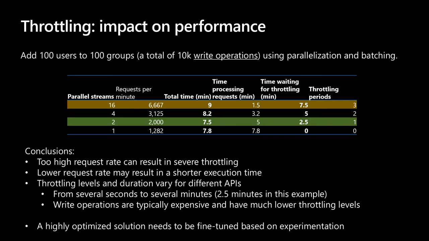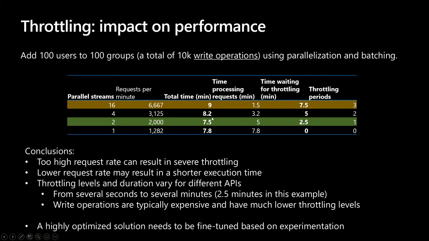So I was very happy that I managed to do that, and all my requests completed in 1.5 minutes. However, the total execution time was 9 minutes, and that's because Azure AD punished me severely for being so aggressive, and it throttled me 3 times, 2.5 minutes each. So my app said doing nothing for 7.5 minutes.